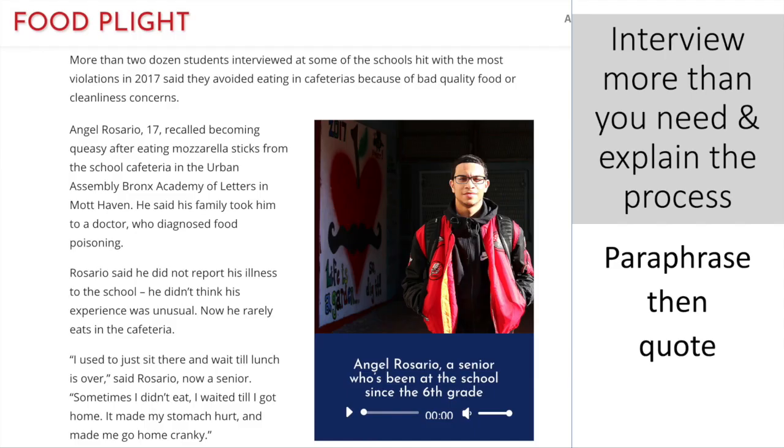Further in the story, we get into the people, right? Because it's got to be about the people. More than 24 students interviewed at some of the schools hit with the most violations said they avoided eating in cafeterias because of bad quality food or cleanliness concerns. So they interviewed more than 24 students, right? Which is a lot, and it's not a lot. There are thousands and thousands of kids in those schools, but they didn't quote all of the 24 students that they interviewed. They quoted the best ones, the ones that had the most compelling stories.